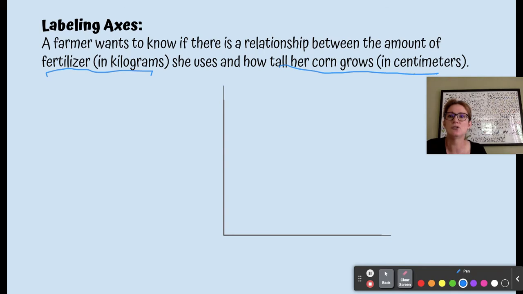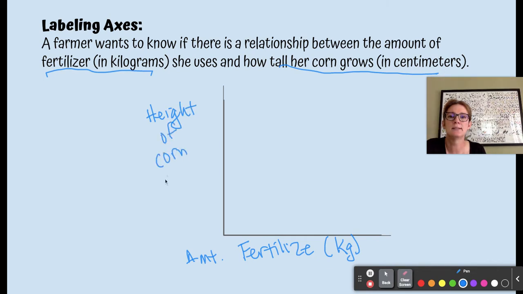So she changed the amount of fertilizer, so that goes on the x. And always, always, always, you need units, because otherwise we have no idea what we're talking about. So actually, I should probably say amount of fertilizer. That's the x-axis label. And the y would be height of corn in centimeters.